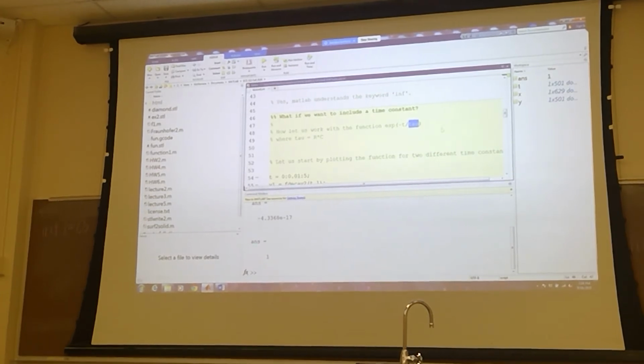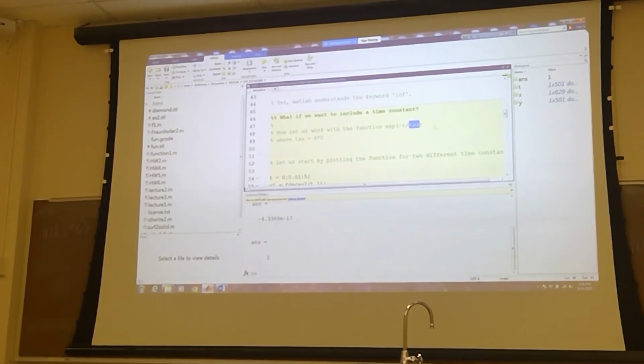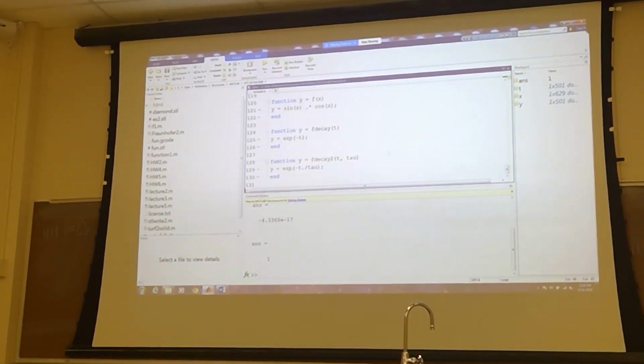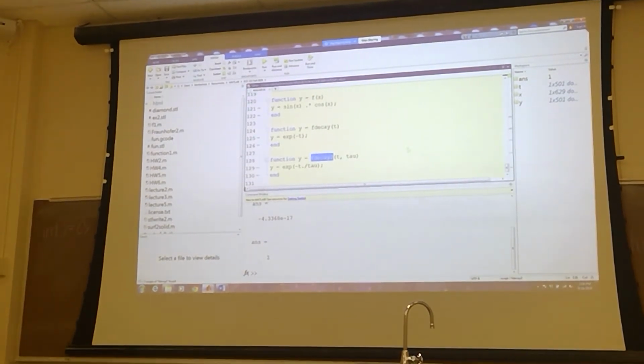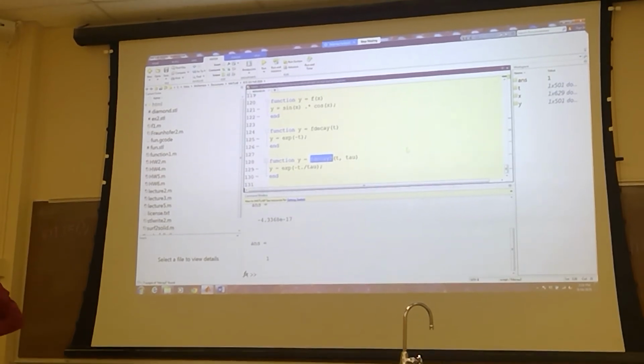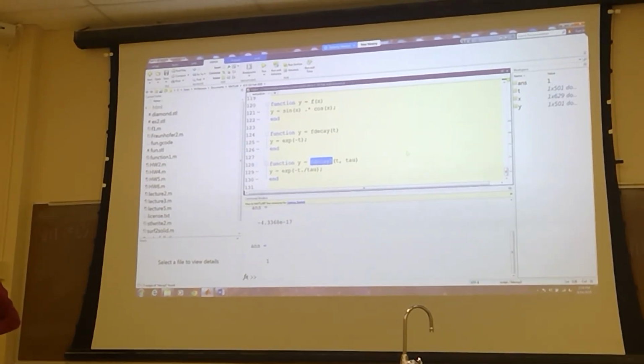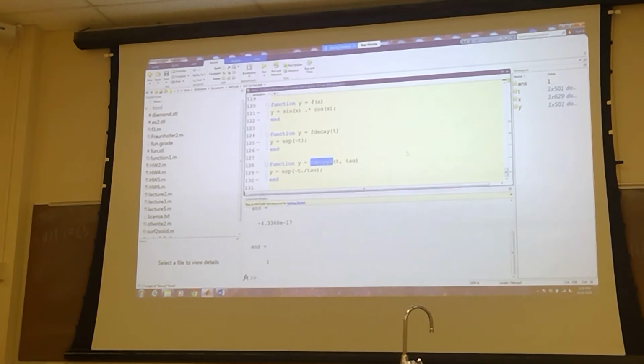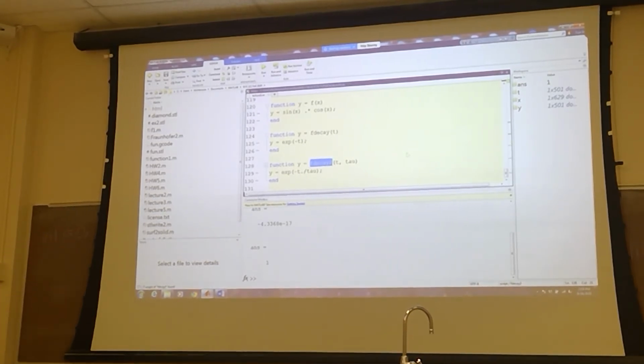So let's set up another function that looks like this. I'll call this f decay 2, so that we have another function. And it takes 2 inputs. One is t, the time. The other is our time constant. Okay? So now I have 2 inputs to this function, 1 output. That kind of looks like your homework, when you got it integrated with both x and t. You set up a function with both of them.